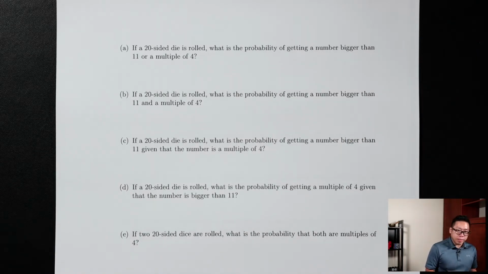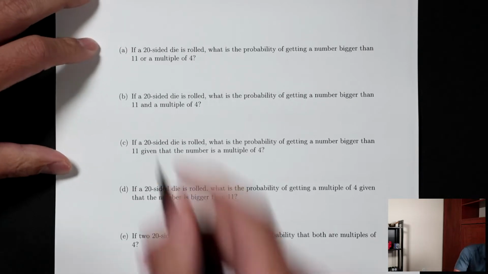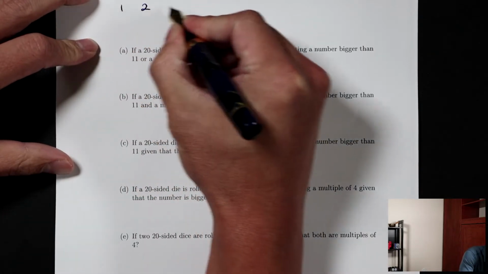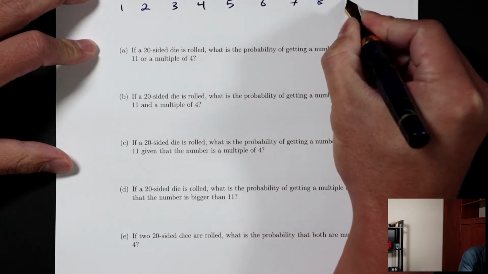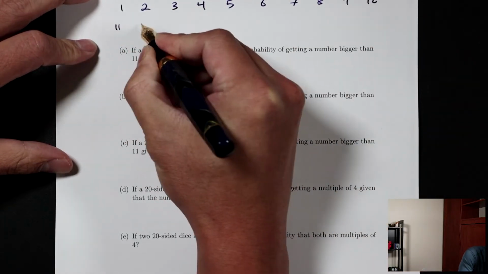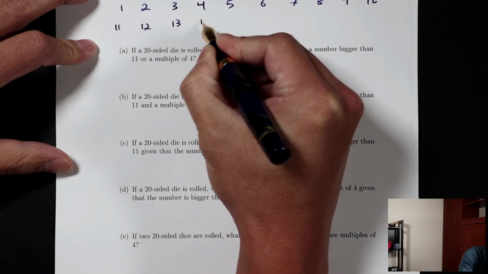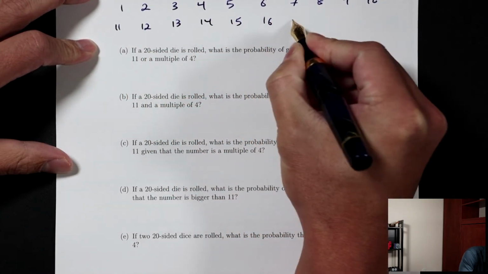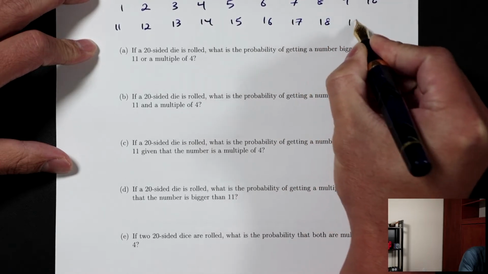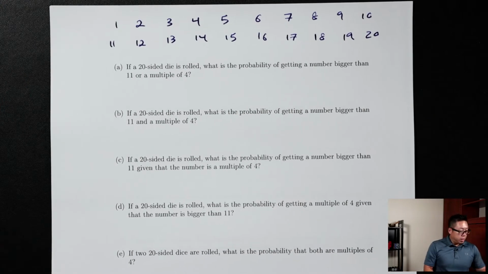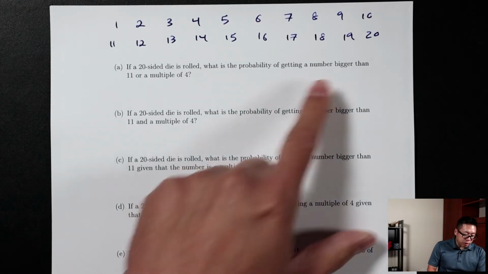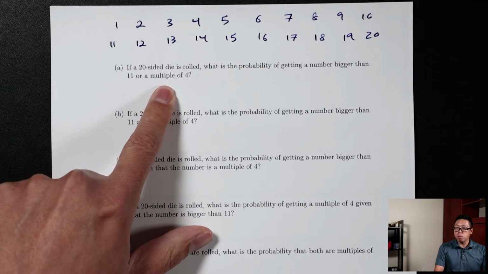So if I roll a 20-sided die, I can get a number from 1, 2, 3, all the way up to 20. So the possible things I can get when I roll a 20-sided die is 1, 2, 3, 4, 5, and so on, numbers 1 through 20.